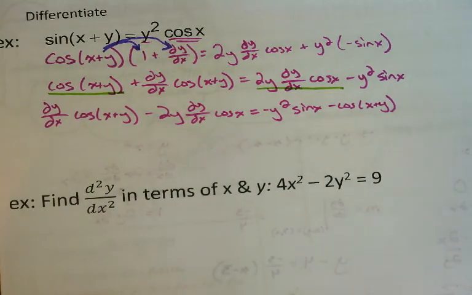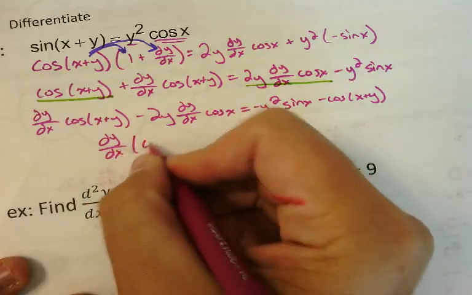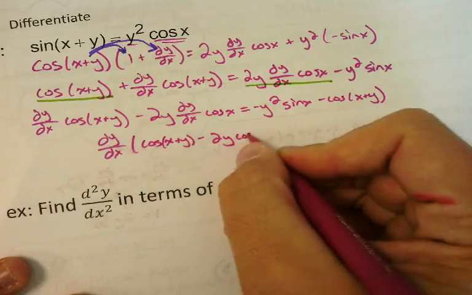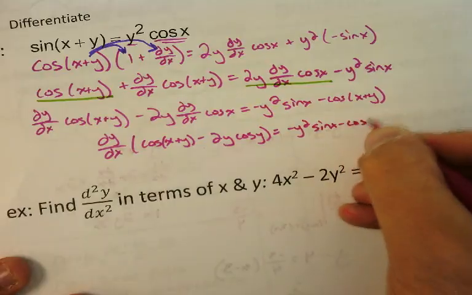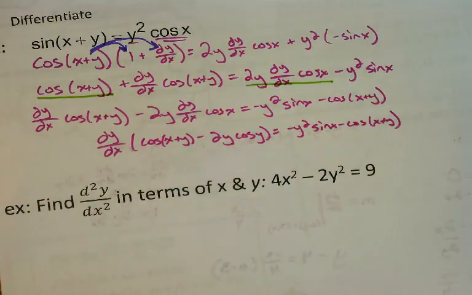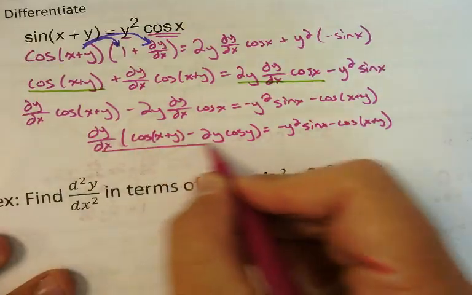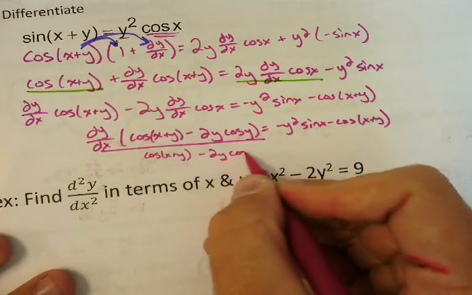The dy dx's are on the same side now. That's what we want. Take out the GCF of dy dx. I don't care if there's more things to take out of this GCF. Only do dy dx so that we can set everything equal to dy dx. So I'm going to get dy over dx, parentheses. It's a lot of copying now. Divide both sides by this cosine x plus y, 2y cosine y.